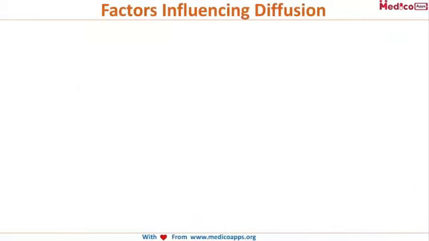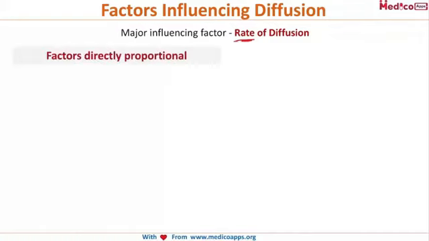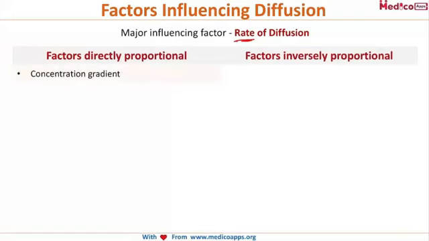Now, there are a few factors which influence the rate of diffusion across the cell membrane. Right? Let us understand what are the factors which determine the rate of diffusion. So, the factors which are directly proportional, that means if the concentration gradient is more, then the diffusion is also more, right. That means if this is my cell membrane, there is a lot of molecules over here, ions, and nothing over here, that means the concentration gradient is more. So, there is more probability and more rate of passive diffusion that can occur.